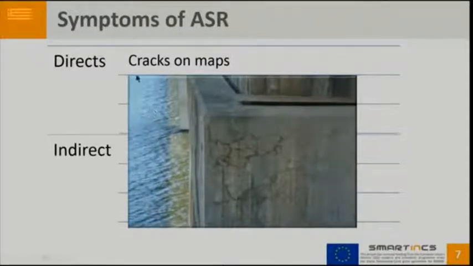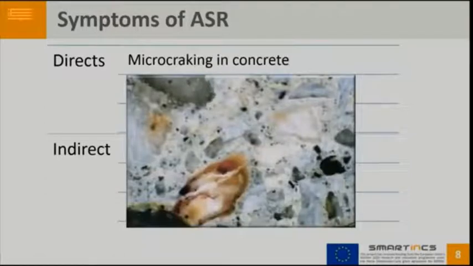Direct symptoms are mainly cracks in the form of maps. That is, cracks inside the concrete. For instance, here we can see an aggregate and paste with gels. That is a stereomicroscopy image.